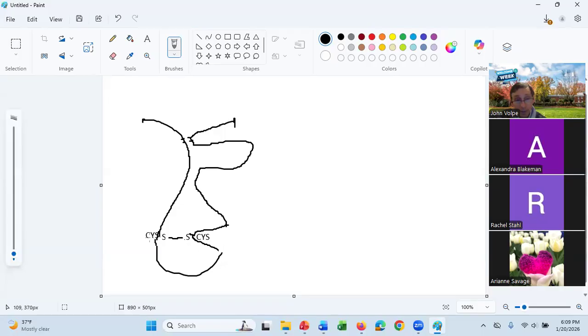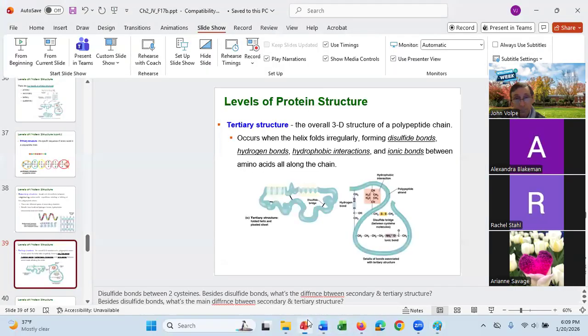The point is this amino acid here can bind to this amino acid here. And that is called the disulfide bond between two cysteines. Any question about any of that?